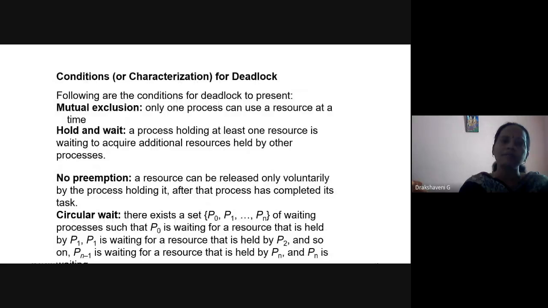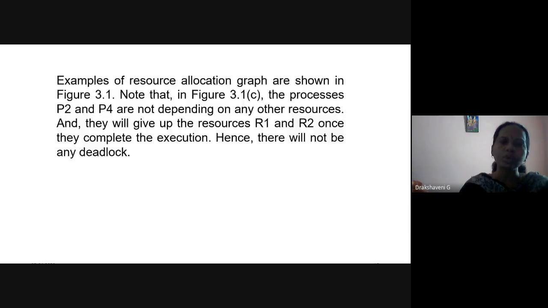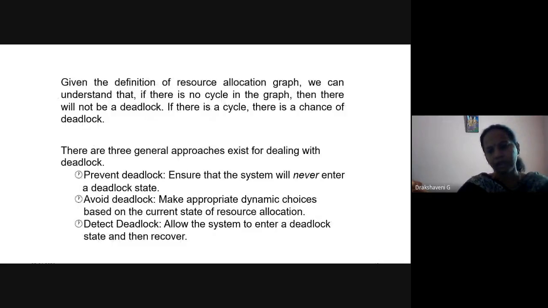So in that case, these are the four conditions where we say a deadlock is present. When do we say deadlock is present? When these four conditions are satisfied: mutual exclusion, hold and wait, no pre-emption, circular wait. If those four conditions are there, then we say deadlock is present. To overcome deadlock, what do we have to do? We have three approaches to see that deadlock should not occur. What are they? Prevent deadlock, avoid deadlock, detect deadlock.